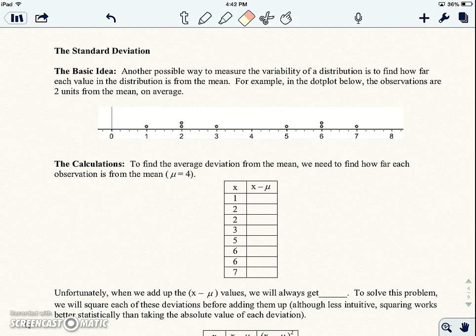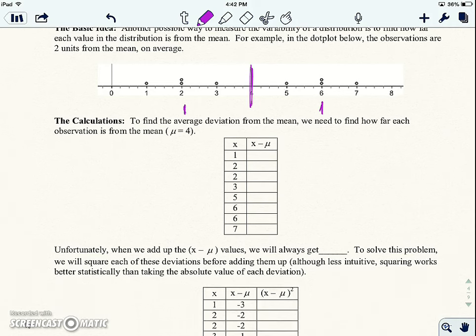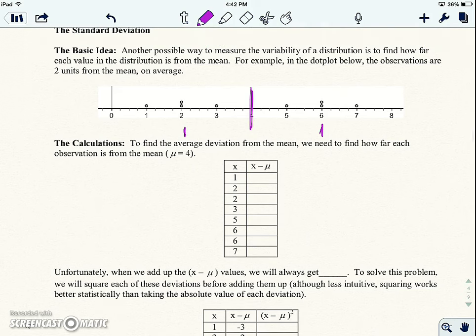Okay, so for example, in the dot plot below, the observations are 2 units from the mean on average. So if you were to add them all up, the mean is going to be 4. And most of the data is within 2 units from the average. To calculate this, we do a subtraction from the average. So the average is 4. You would just add up all the numbers and then divide by the number of numbers.